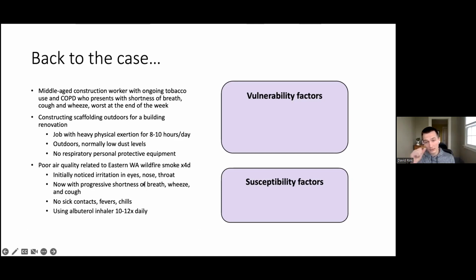So with all of that in mind, we'll come back to our case and we'll look at factors that may increase our patient's vulnerability, that is the risk of exposure, and susceptibility, the risk of an adverse effect from that exposure. In terms of vulnerability, we can see things like them being an outdoor worker, doing activities with heavy physical exertion, and not wearing any respiratory PPE, all would increase the risk of exposure. Their susceptibility is modified by their ongoing smoking and their underlying COPD.